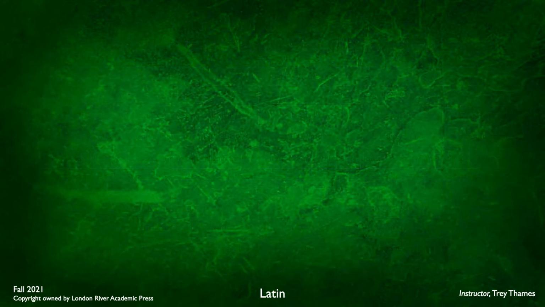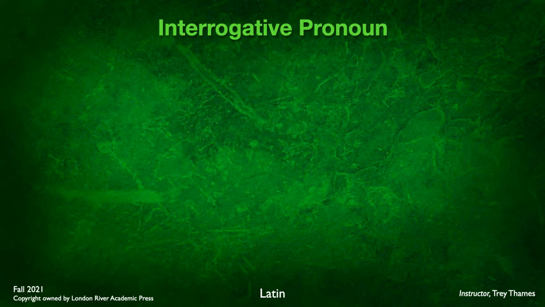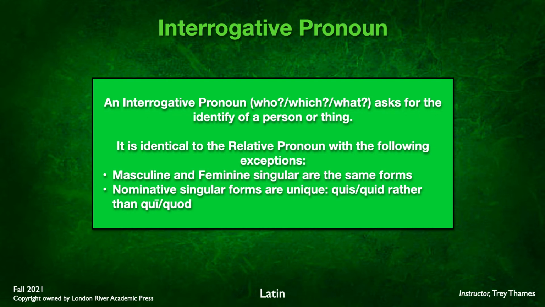Now, the second part of our lesson today deals with the interrogative pronouns and adjectives. So let's look at interrogative pronouns first. The interrogative pronoun, who, which, what, notice the question mark, asks for the identity of a person or thing. It is identical in form in Latin to the relative pronoun, which you've already learned. Now there's a couple of exceptions here. Masculine and feminine singular are going to be exact same forms, so that's nice. And then, of course, the nominative singular forms are unique, quis, quid, rather than qui, quod.